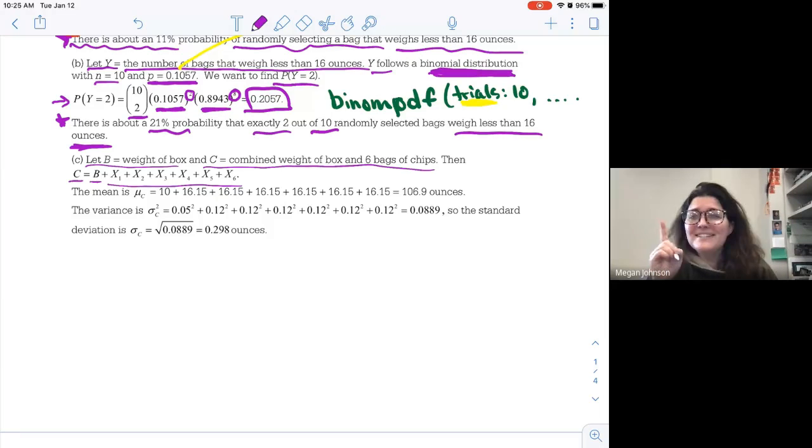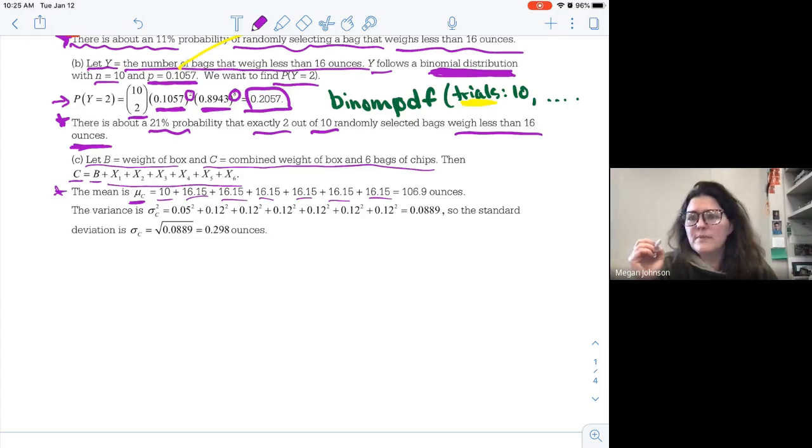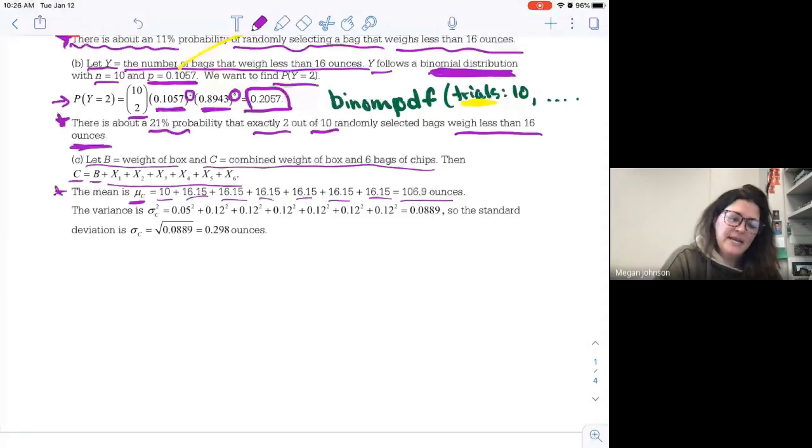Okay, mean is easy. Mean is exactly what we envision it to be. Add them up. Okay, the mean of the combined weight is going to be the 10 from the box and the 16.15 for each bag of chips. Some of you may write that out as 16.15 times 6. Both are fine. Notice they put it in context. They've got 106.9 ounces, label.